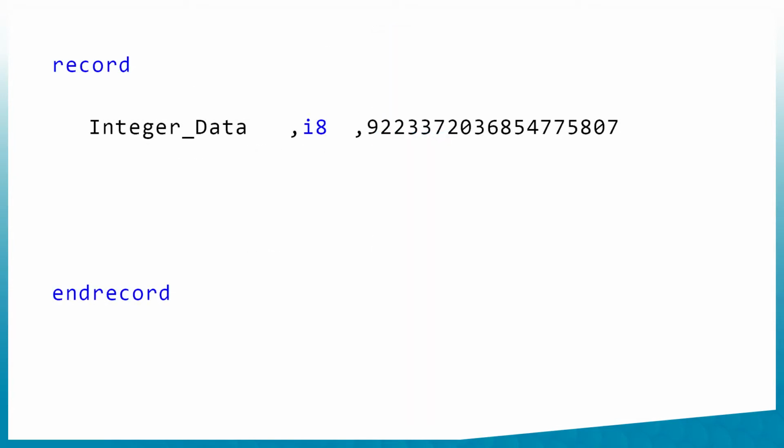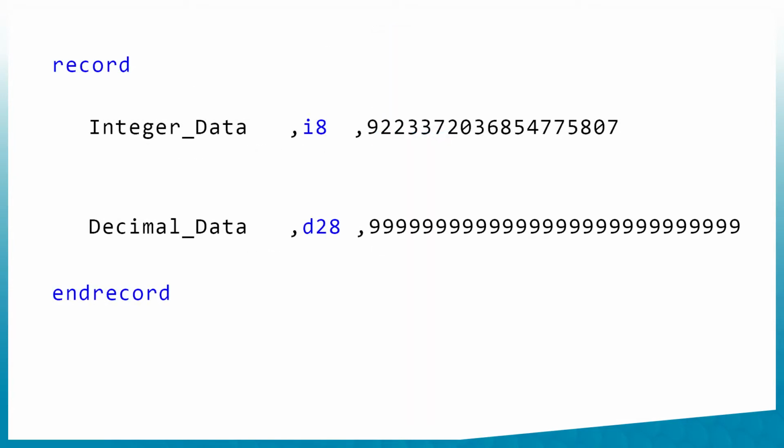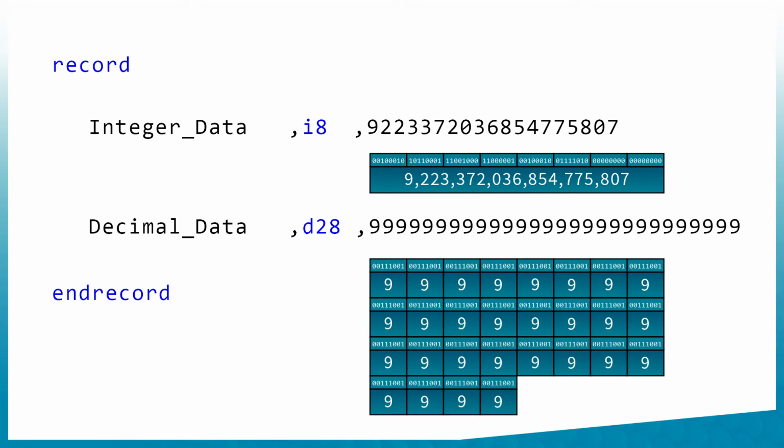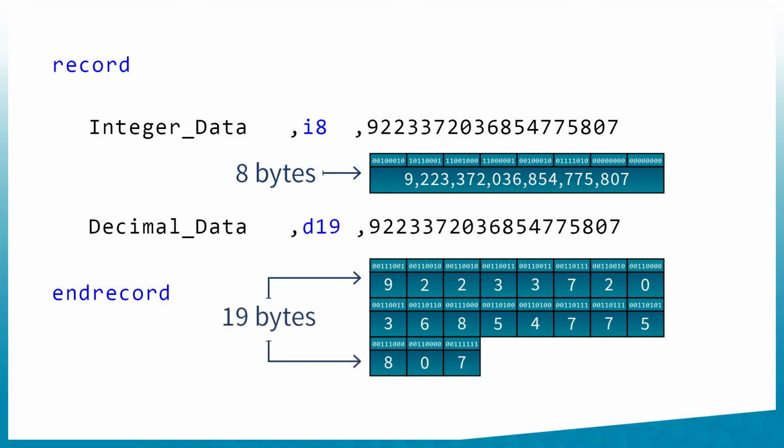Now let's compare the largest integer value with the largest decimal value. The maximum value of an integer is huge, nearly 10 to the 19th power. The maximum value of a decimal is much larger than that, but it also takes up a lot more space. While an I8 only uses 8 bytes to store its maximum value, a decimal field needs at least 19 bytes to store the same value.